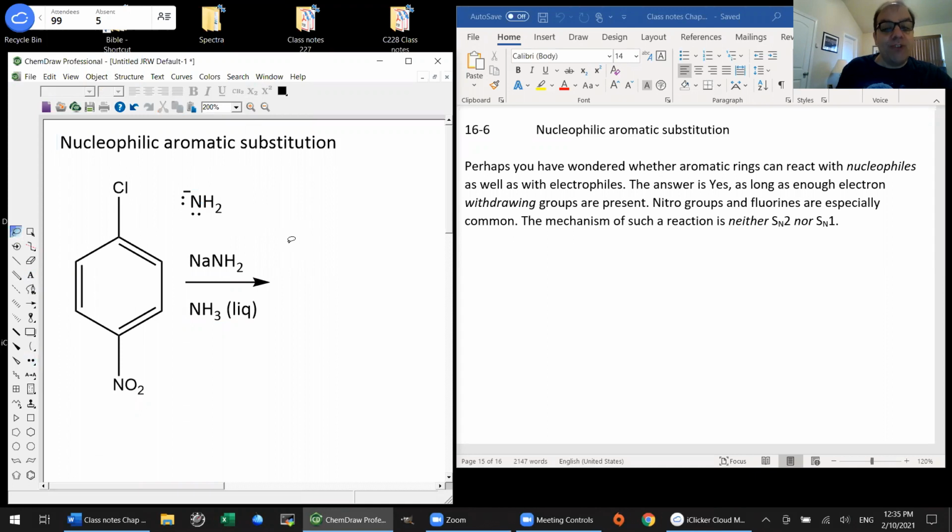So that's something you need to know, that when you see an alkali metal salt such as NaNH2, to use that as our example, NaNH2 is this. The Na plus ion doesn't play any role in the chemistry. NaCN is CN minus. KCl is Cl minus. That's one thing you have to know.